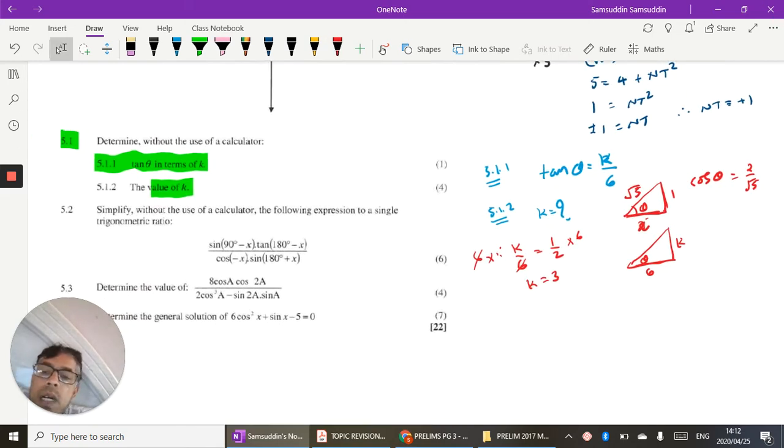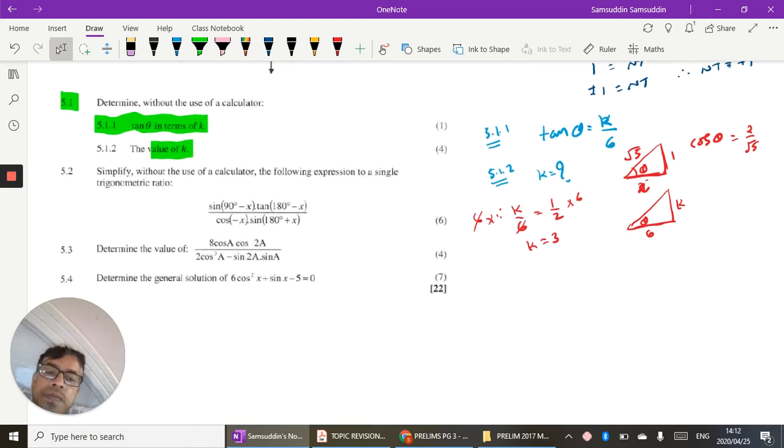So I'm done for 4 mark. Now 5.2. I'm looking for simplify without the use of calculator. So once again, I am not allowed to use a calculator.